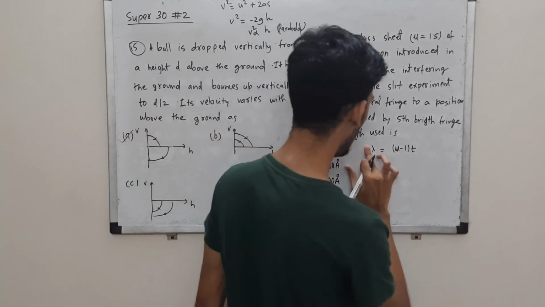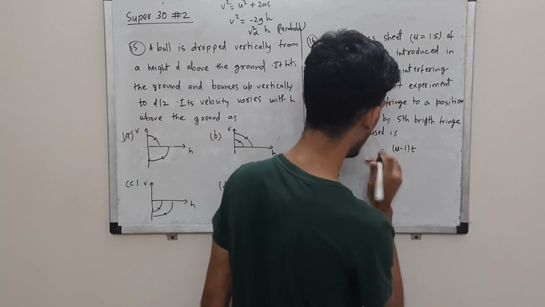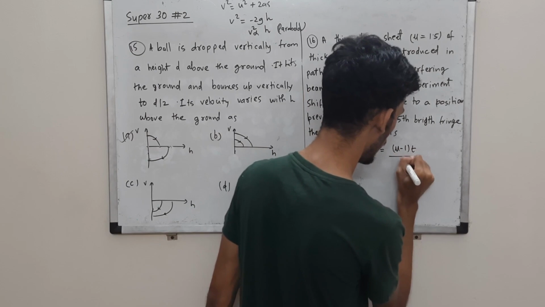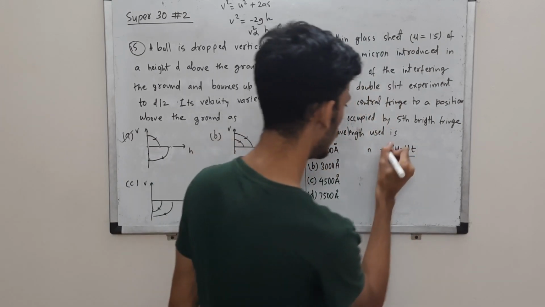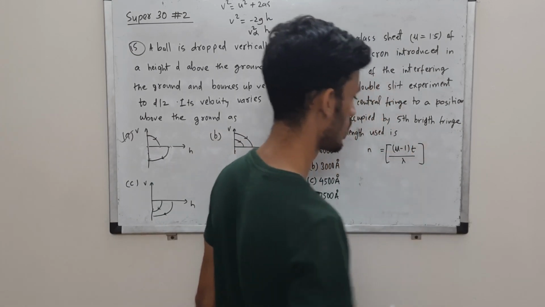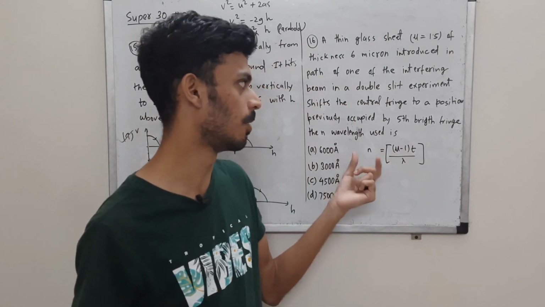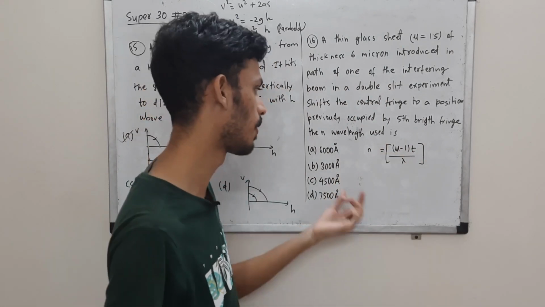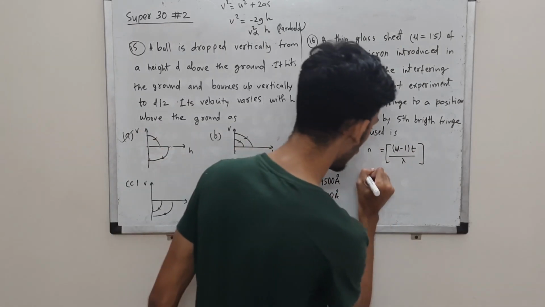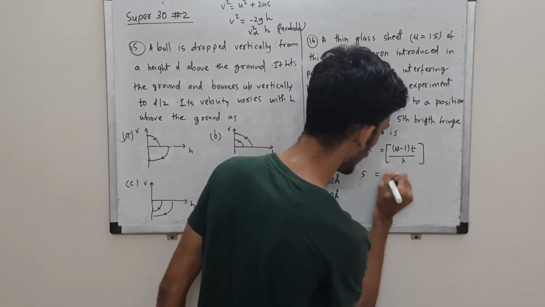Or you can write n as (mu minus 1) t by lambda. If you want to find the number of shifts, you can take the integral value of this. The integral value will give you the number of fringes shifted, okay. So that can be a different question. Here n is given as 5, and we are supposed to find lambda.